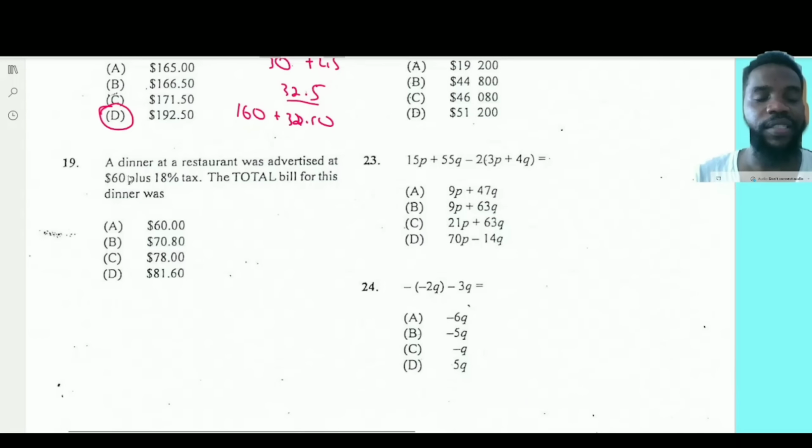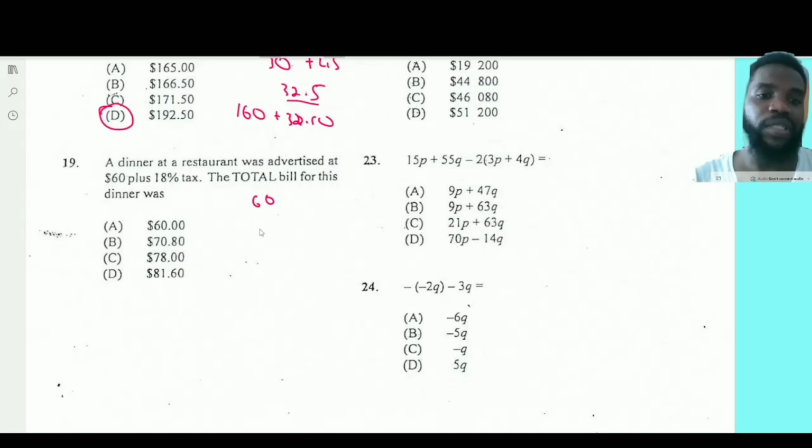All right, question 19 says, a dinner at a restaurant was advertised at $6 plus 18% tax. The total bill for this dinner was, 18% is almost 20%, which is 1/5. So there are different ways you could look at working this out. But we know it's going to be paying the $6 and then the 18% tax.